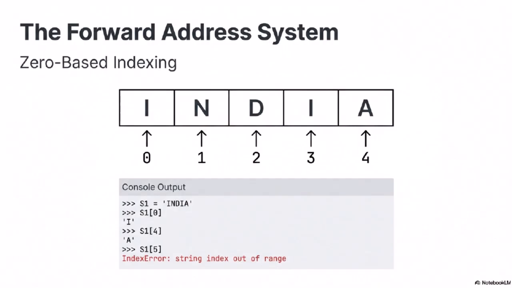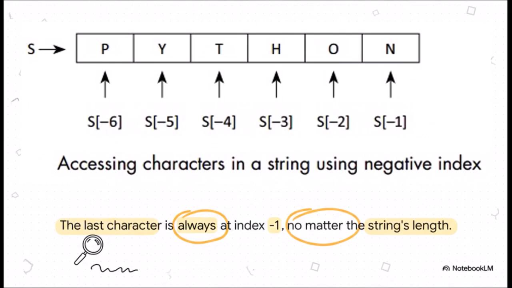So, if you have a string, the very first character isn't at position 1, it's at index 0. The second character is at index 1. The third is at index 2, and it just keeps going like that. If you want a specific character, you just ask for it by its index number. But what if you need the last character of a string, and you have no idea how long that string is?